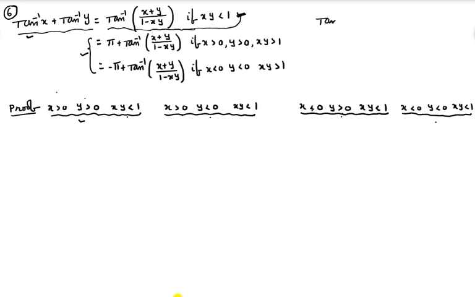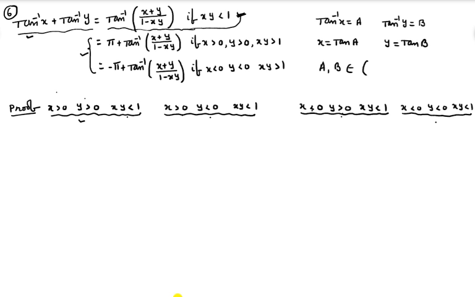So in all these cases we can prove this particular result. Just observe here, I am assuming tan inverse x is equal to a and tan inverse y is equal to b. That is the assumption I am making. Now from this we can write x is equal to tan a and y is equal to tan b.